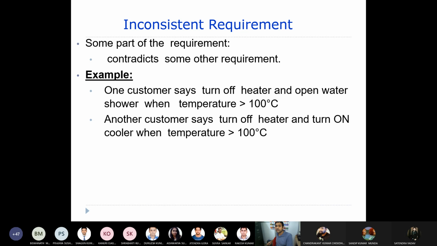Now there is a contradiction. Okay. So both of them should say either turn on the cooler or both of them should say open water shower. Otherwise, it leads to an inconsistency. Okay. So this is the way that they contradict each other, right?